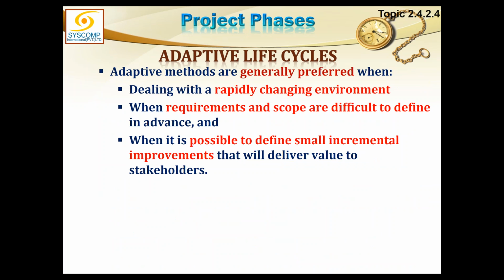Adaptive methods are generally preferred when dealing with a rapidly changing environment, when requirements and scope are difficult to define in advance, and when it is possible to define small incremental improvements that will deliver value to the stakeholder. So we start delivering early value due to these small iterations. So the customer is happy something is being delivered. On the other hand, the customer is also happy that all his changes are being quickly implemented.